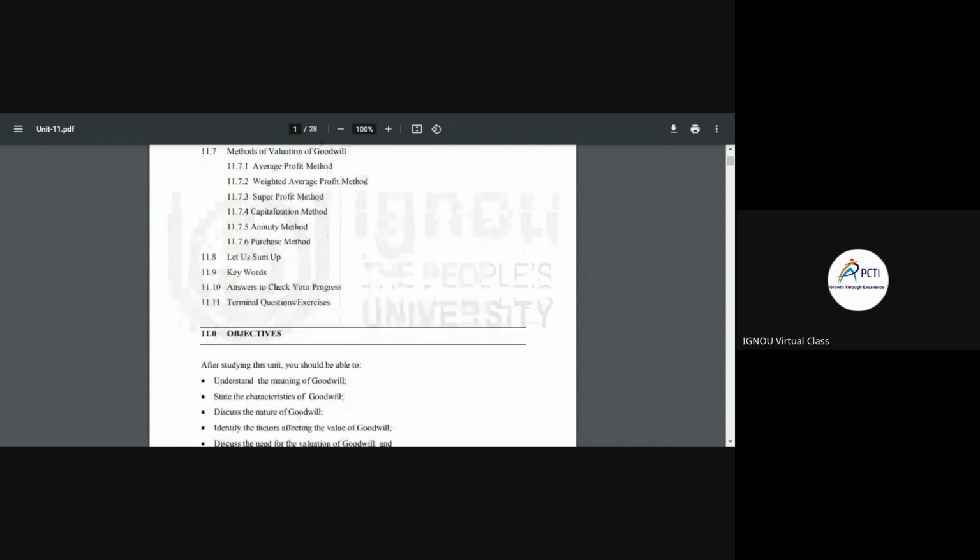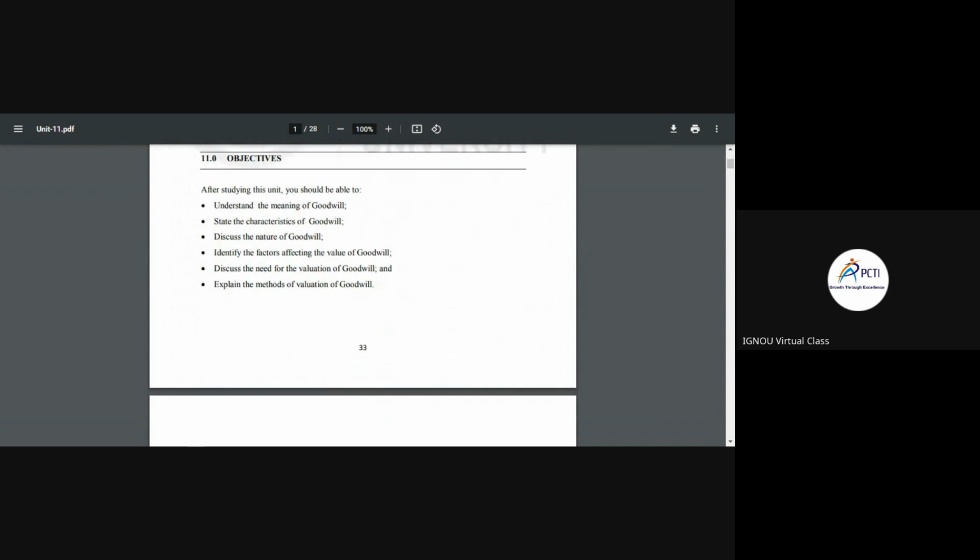Then we have our objectives. First of all, we need to understand the meaning of goodwill. Then we need to know the characteristics of goodwill. Then we need to discuss the nature of goodwill. Then we need to identify the factors which affect the value of goodwill. Then we need to discuss the need for the valuation of goodwill and explain the methods of valuation of goodwill.